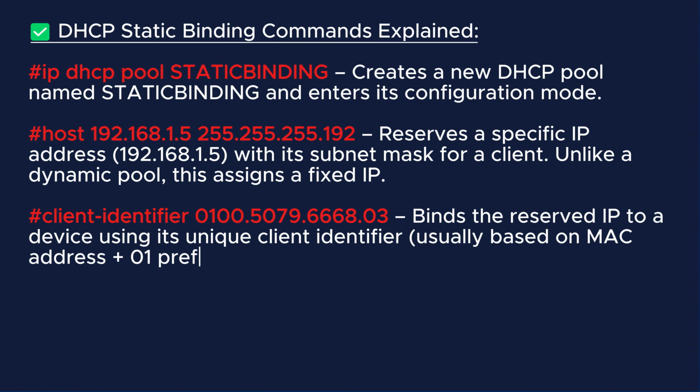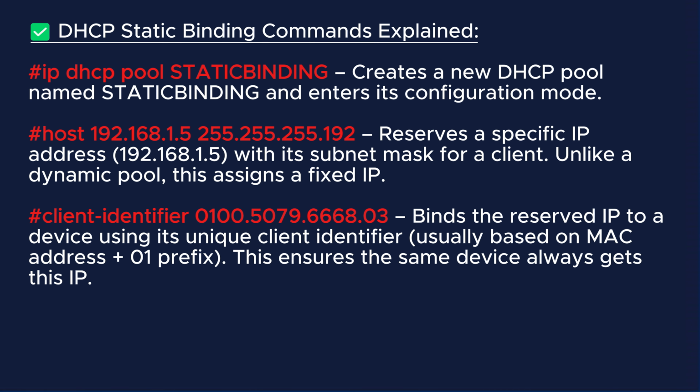As the second step, let's configure DHCP static binding in the router. Hashtag ip dhcp pool static-binding creates a new DHCP pool named static-binding and enters its configuration mode. Hashtag host 192.168.1.5 255.255.255.192 reserves a specific IP address, 192.168.1.5, with its subnet mask for a client.